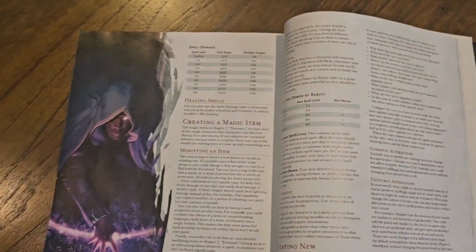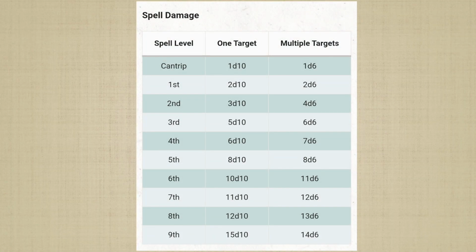That brings us to our first rule of cool trick. Whenever someone is using a spell to do something that otherwise wouldn't be able to do, you can just use the guidelines in the back of the 2014 Dungeon Master's Guide. In the chapter on DM tools, it gives you a chart on how much damage spells should do.